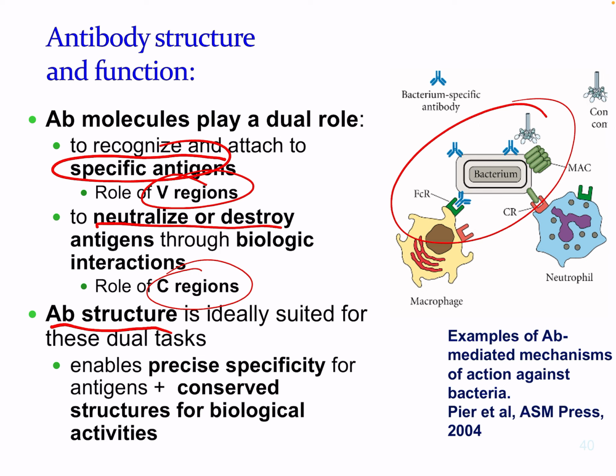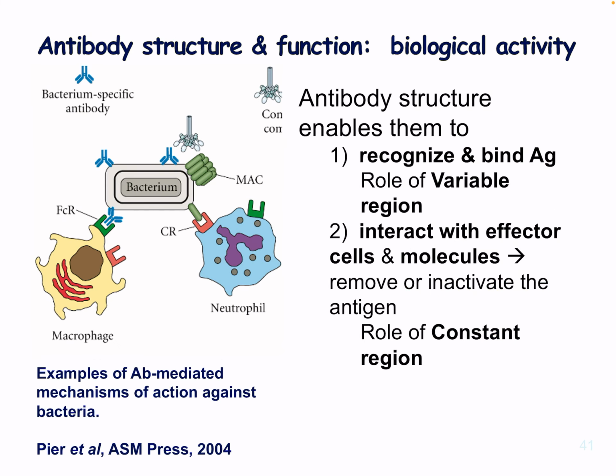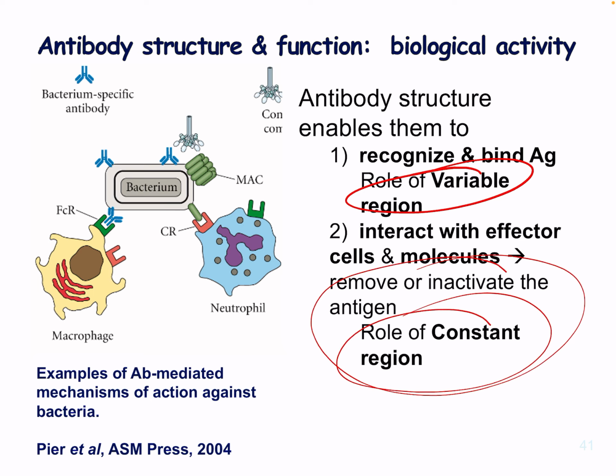So again, this is involved in ADCC and also involved in complement. See here the classical pathway. The antibody structure enables them to recognize and bind antigen with the variable region and interact with different cells and remove or activate the antigen, which is involved in the constant region. So this Fc constant region, that's our constant region here, the stalk of the Y. That's where this binding occurs.